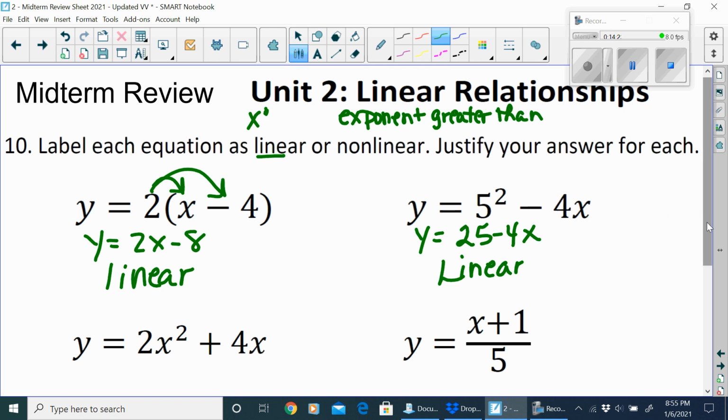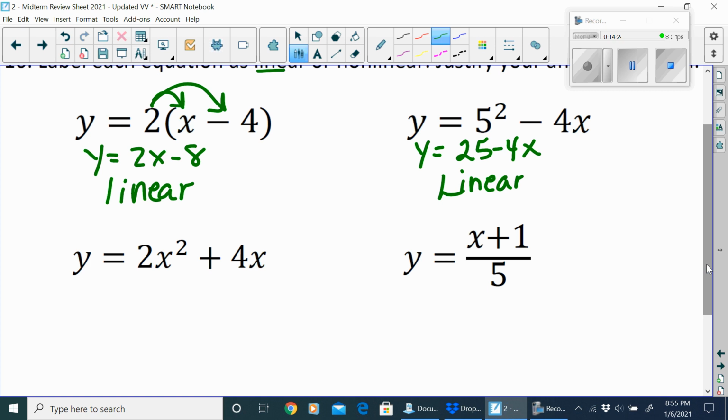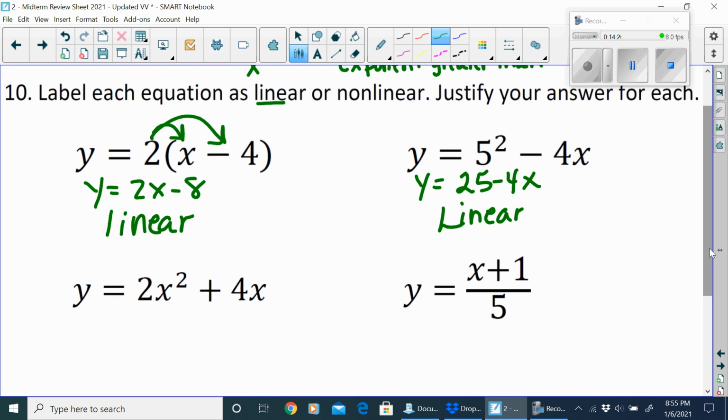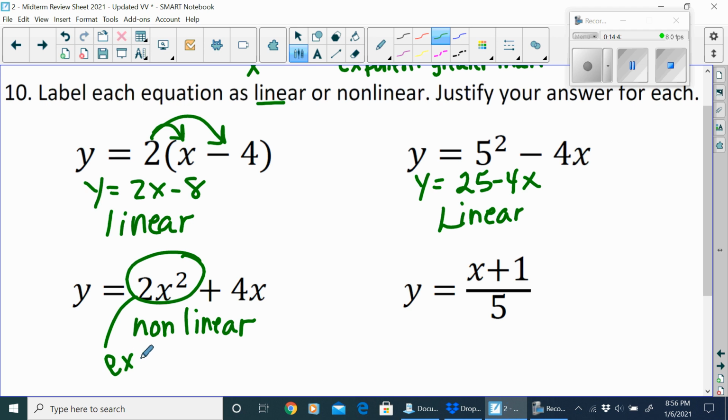Looking at the next one, I see an x squared and I see a 4x. You look at the x squared. See which x has the highest exponent. The minute you see a square, this is non-linear. Because this has an exponent greater than 1.